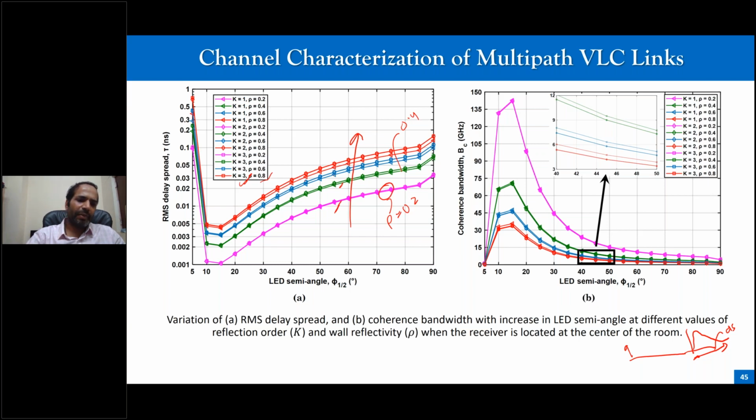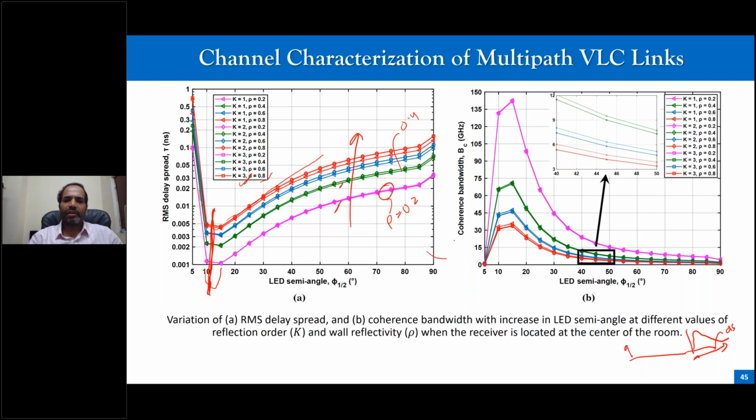The delay spread, one trend that we have seen is first it decreases, then it remains constant for a while, and then it increases. In our communication system, we want the delay spread to be as small as possible. We get the smallest delay spread somewhere when the LED semi-angle is between 10 to 15 degrees. That points to us that there is an optimum value of LED semi-angle which the system designers must adopt, and this value is between 10 to 15 degrees. So this is an important result.